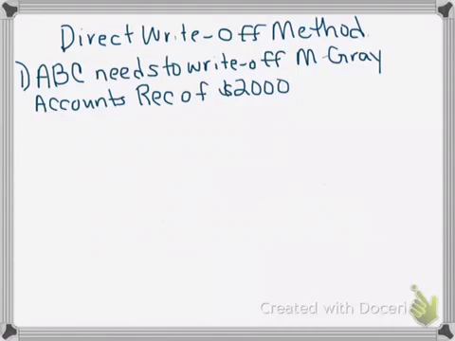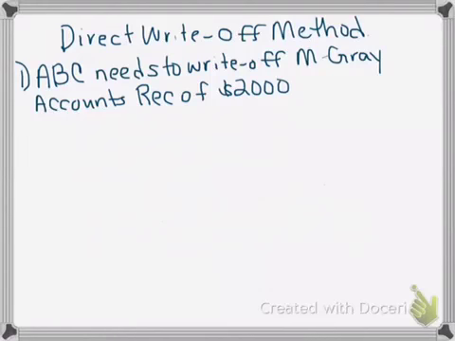With the direct write-off method, when you realize that somebody is not going to pay you, or you're pretty sure they're not, you would go in and write off their account. The account that we use to write off their account is called bad debt expense. So in this particular case, ABC needs to write off M. Gray's accounts receivable of $2,000.